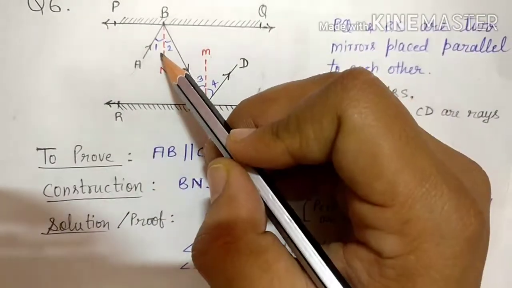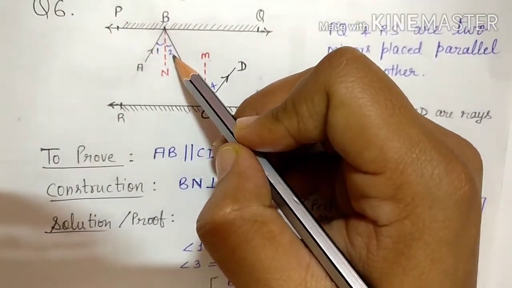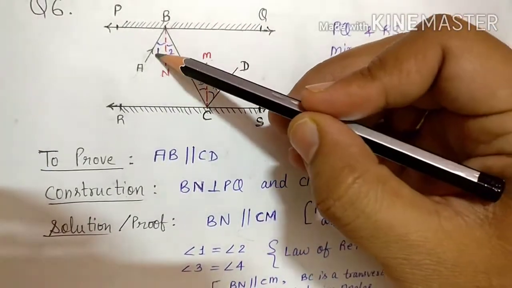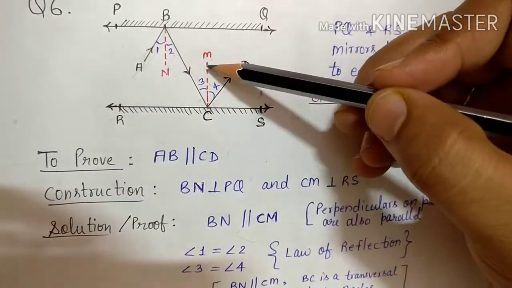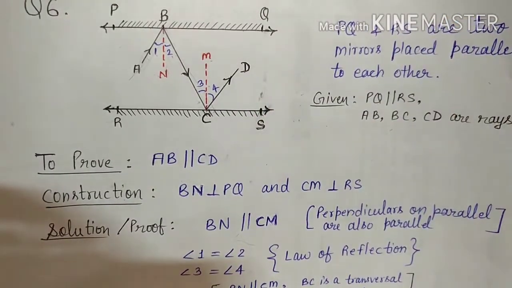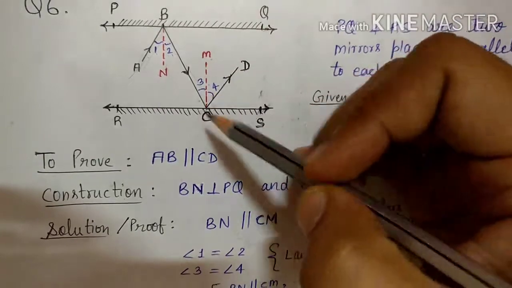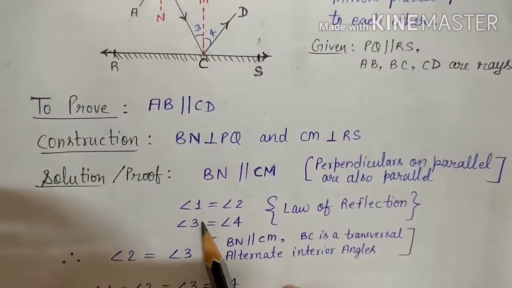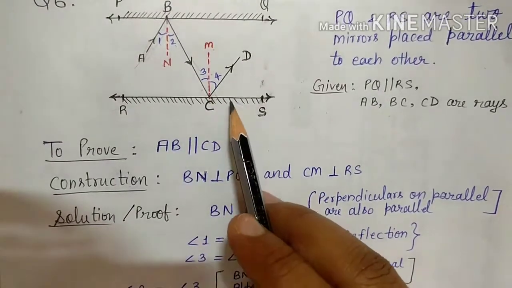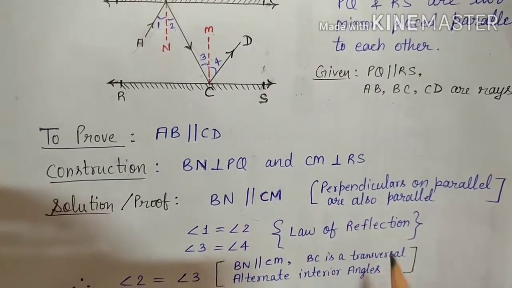Now we have written some angles. Angle 1, angle 2, we have given names by our side only. 1, 2, 3, 4. Okay. Now this angle 1 will be equal to angle 2, and this angle 3 will be equal to angle 4. Why? In science you have learned about the law of reflection, I hope. So according to the law of reflection, angle 1 is equal to angle 2 and angle 3 is equal to angle 4. Why? Because of the law of reflection.